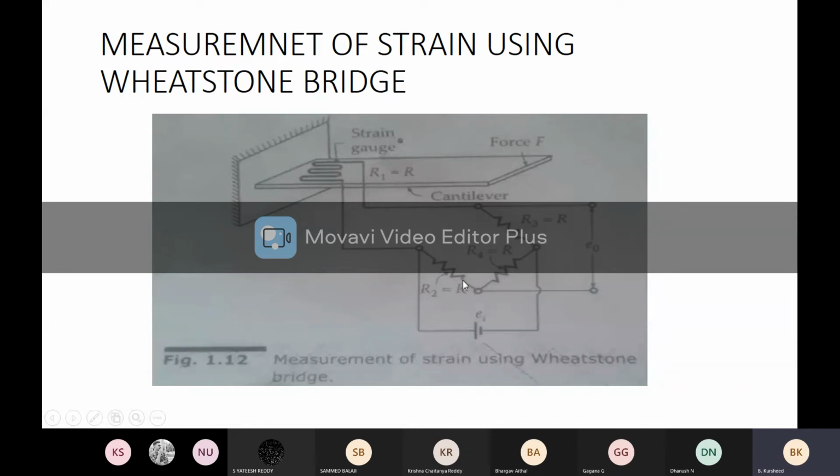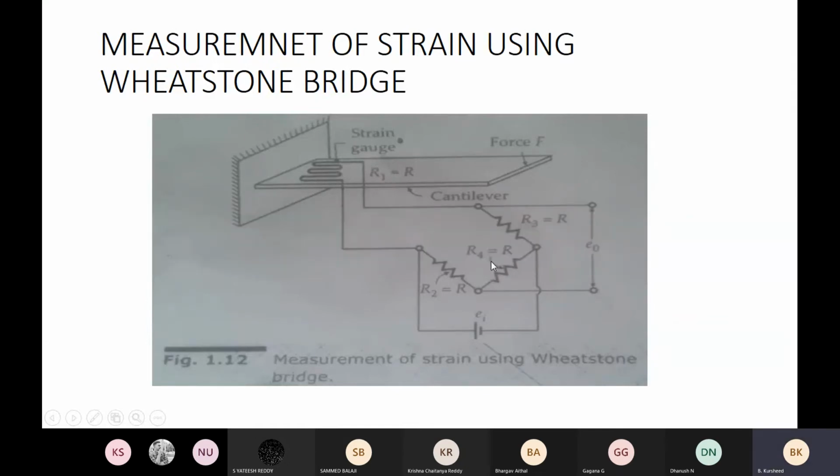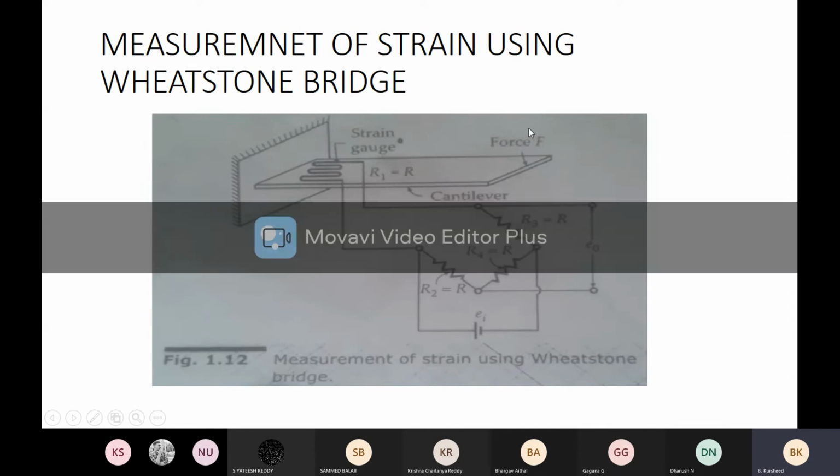This one will be considered as R1. So these three values will be known: R2, R3, R4 values will be known, whereas the strain gauge resistance value will not be known. This strain gauge resistance value will vary based on the force applied on the cantilever.